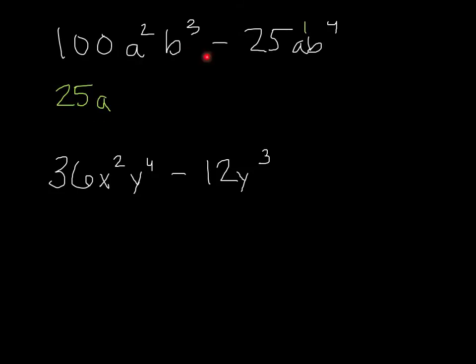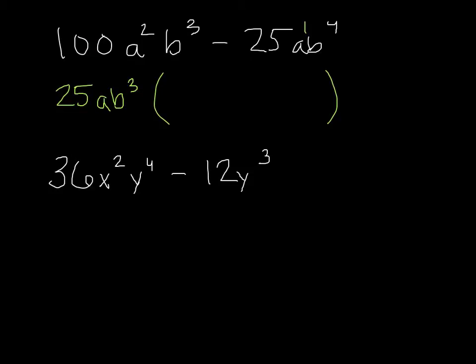But then we have to look at the b as well. So looking at the b, the smaller exponent is 3. So it will be 25ab to the third. That's the GCF. That's what's going to go outside of those parentheses. And don't forget, when you're factoring out a GCF, you are undistributing. You're doing the opposite. And the opposite of distributing, the opposite of multiplying, is dividing. So in order to get what's on the inside, you're going to divide each term by the GCF.